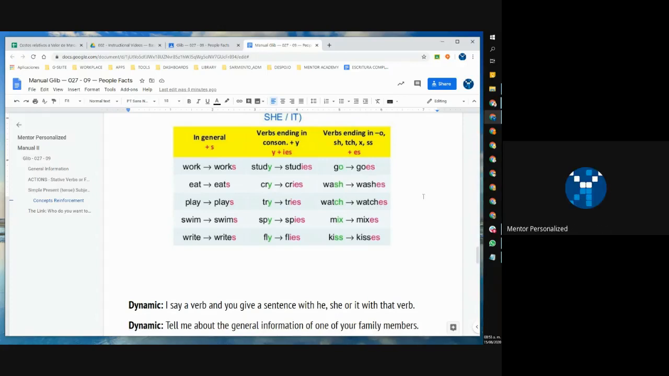Continue reading. Wash, washes. Watch, watches. Mix, mixes. Correct. Kiss, kisses. Very good. Do you have questions about this vocabulary?